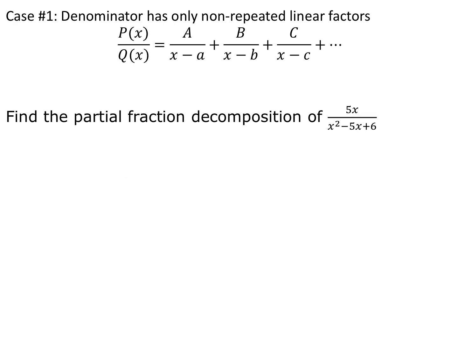Here's another one, 5x over x squared minus 5x plus 6. Start by factoring your denominators completely and giving each unique denominator its own fraction, and then working backwards to find the new numerators. So go ahead and pause the video and find the partial fraction decomposition for this one.